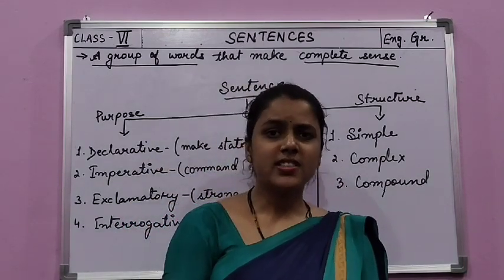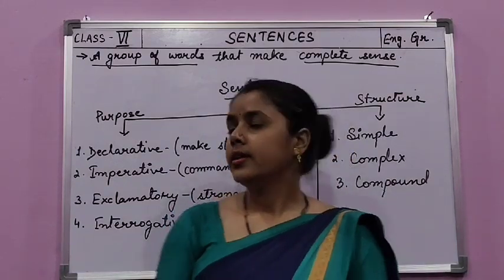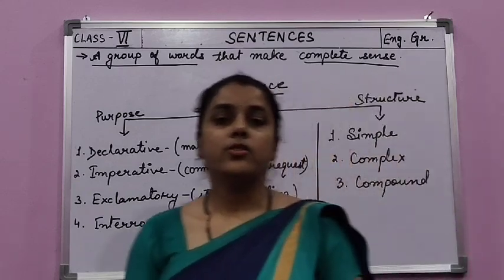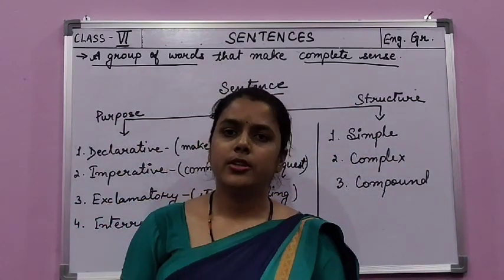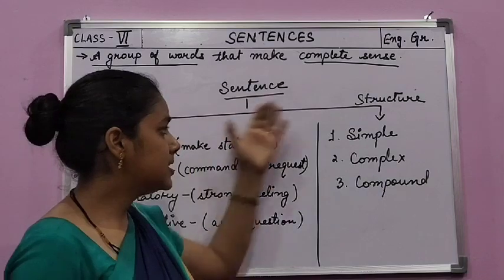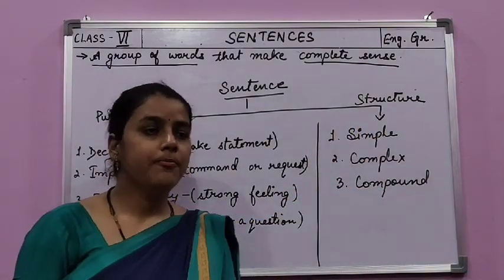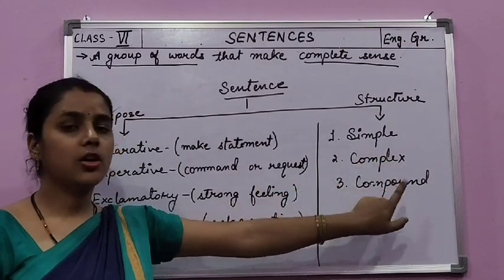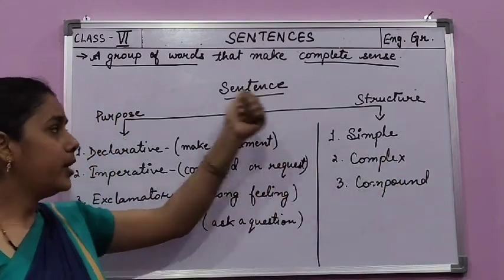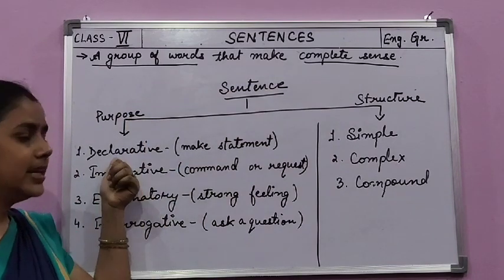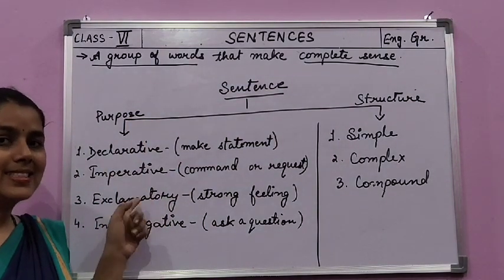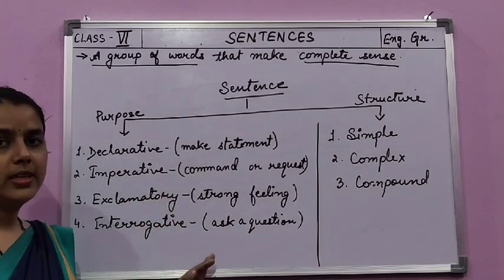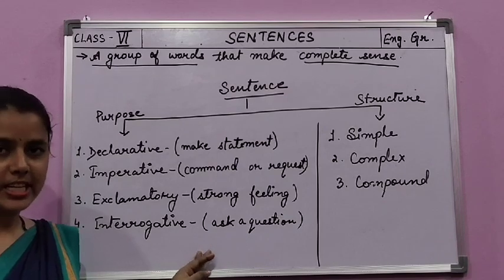Now in this class we are going to study about the types of sentences, the classification of sentences. So a sentence is classified on the basis of purpose and structure. On the basis of structure there are three kinds of sentence, which are simple, complex and compound. And on the basis of purpose: declarative, imperative, exclamatory and interrogative. So these are the four types of sentences which we are going to study today.